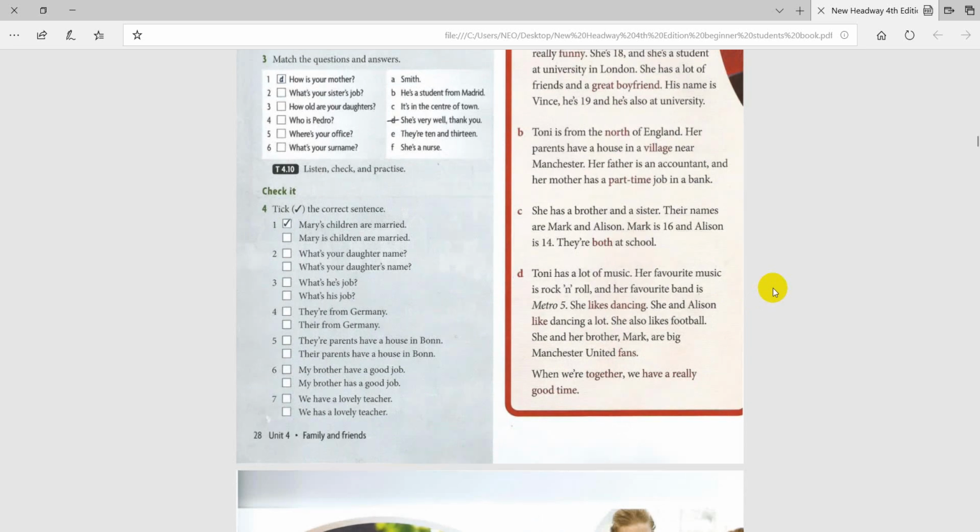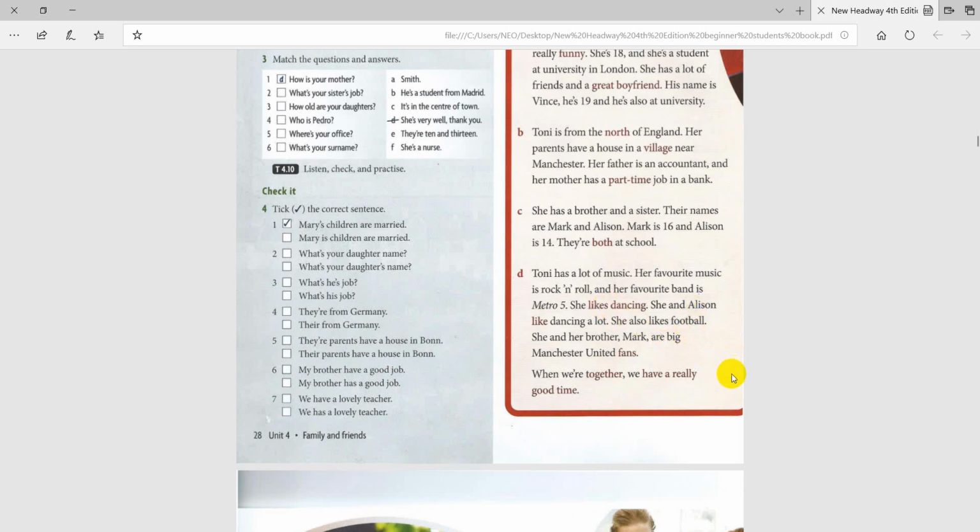Tony has a lot of music. Her favorite music is rock, a type of music in European countries in general, though of American origin. And her favorite band is Metro 5. She likes dancing. Likes, if we notice here, the s indicates the present simple tense, because this sentence is a fact that she likes dancing.